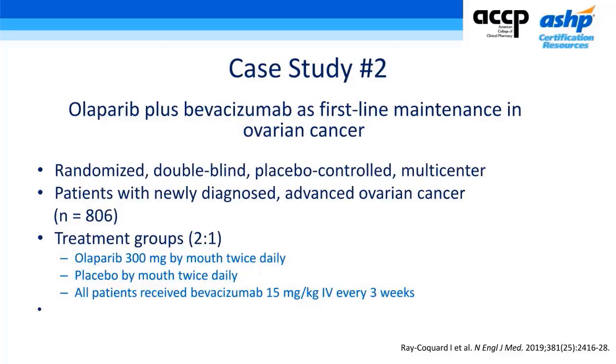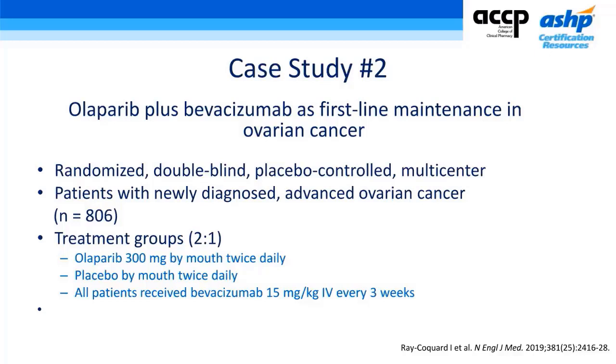Okay, let's introduce our second case. Olaparib plus bevacizumab as first-line maintenance in ovarian cancer. This trial was a randomized, double-blind, placebo-controlled, multi-center study with patients with newly diagnosed advanced ovarian cancer. And so there were a little over 800 participants enrolled.